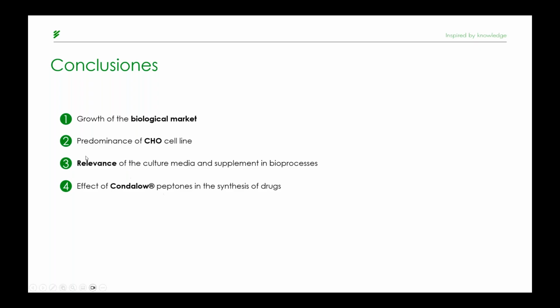Then we also have the relevance of the culture media and the supplements, which usually depend on the cell line and the product we desire. And finally, the effect of Condalow peptones on the synthesis of these drugs and how we can obtain higher growth and a higher yield of product using this kind of supplement.